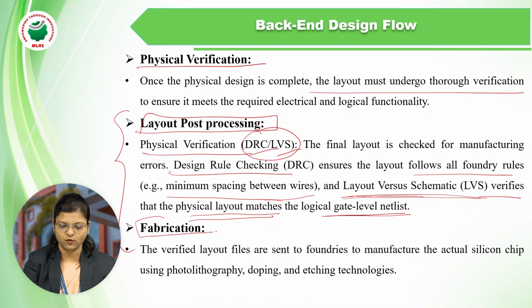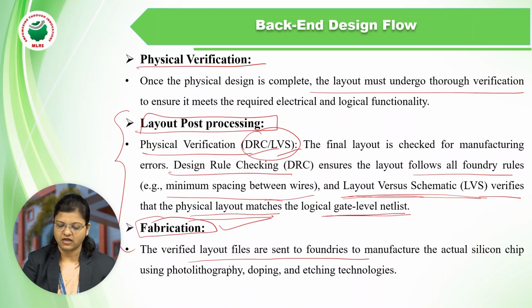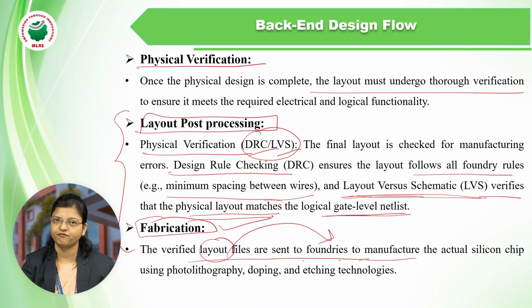After this process, we will move towards the fabrication. Fabrication is nothing but the process where we are actually manufacturing the chip. So again, it will involve many steps like the etching process and the photolithography process. So that comes under the fabrication process. After verification of the layout, all the files are sent to the foundry, which will manufacture the actual silicon chip using all these photolithography, doping and etching technologies.